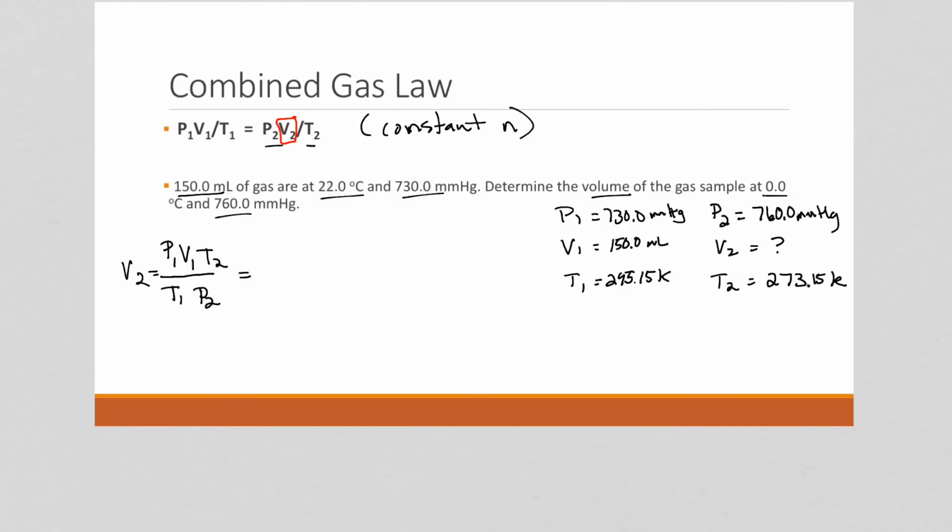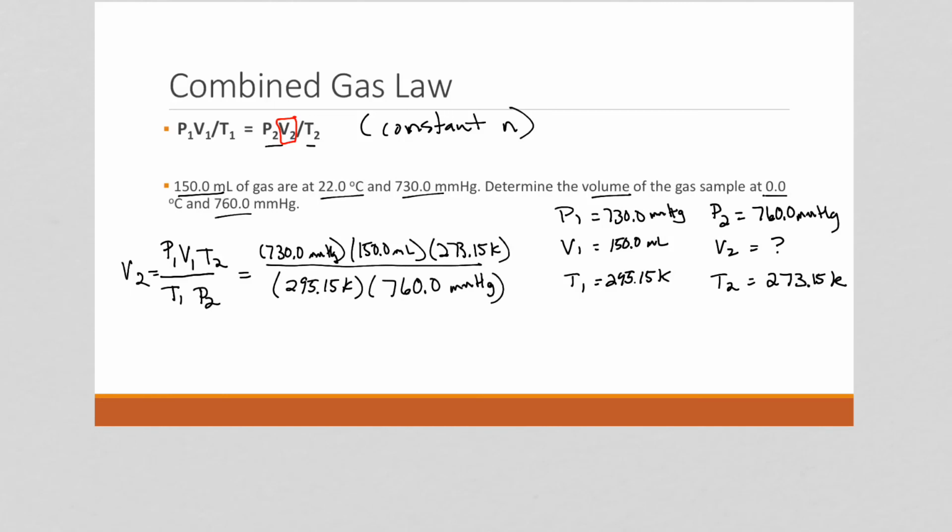Okay, so let's plug in the numbers. So we got 730.0 millimeters of mercury times 150.0 milliliters times T2, 273.15 Kelvin, divided by T1, 295.15 Kelvin, P2, 760.0 millimeters of mercury. If I start following my units, I see millimeters of mercury cancel, I see kelvins cancel, and of course, I'm going to get my V2 in units of milliliters. So I do out all the math, and I record my answer here to 4 significant figures, that's the least here. 133.3 milliliters.